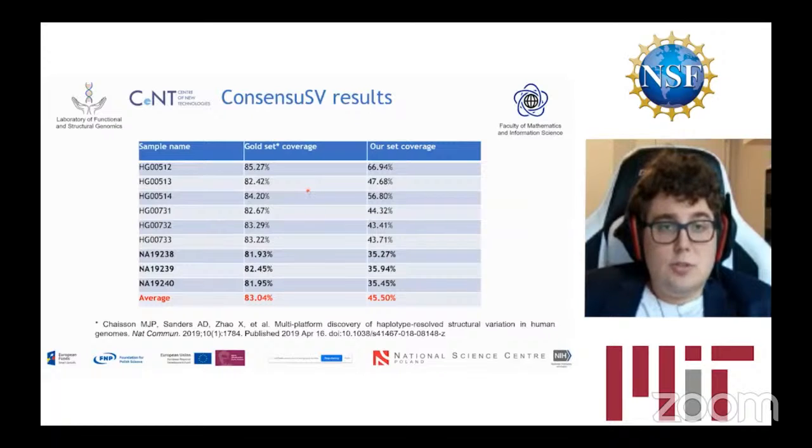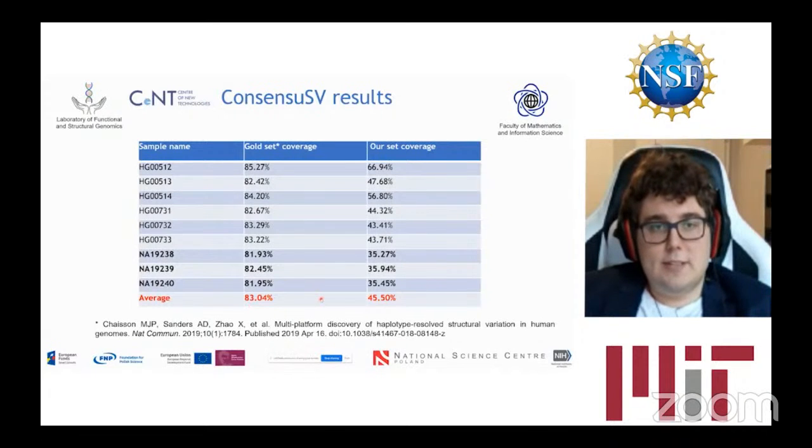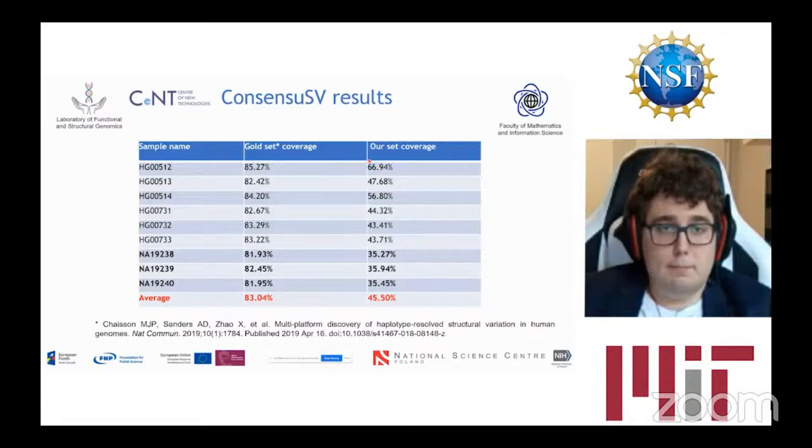There I can present you some statistics about the consensus SV itself. We use the gold set provided by an excellent study by Jason et al. And as you can see, the results are pretty good there. What those percentages mean is that we simply take the common structural variants between the sets and divide them either by the gold set or by our set. And the 83% is quite a nice result.